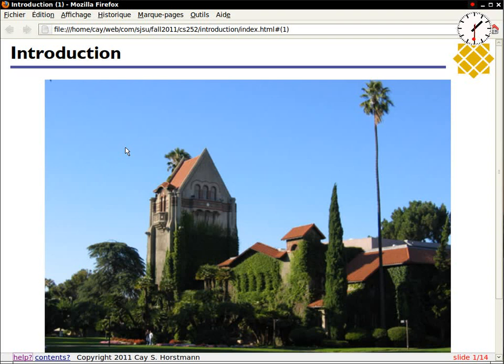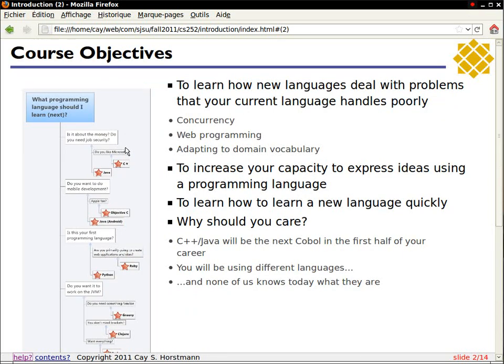Okay, this is CS252, the Advanced Programming Languages class. I'm Kai Horstman. So I want to give you a pitch today as to what's going on in the class.